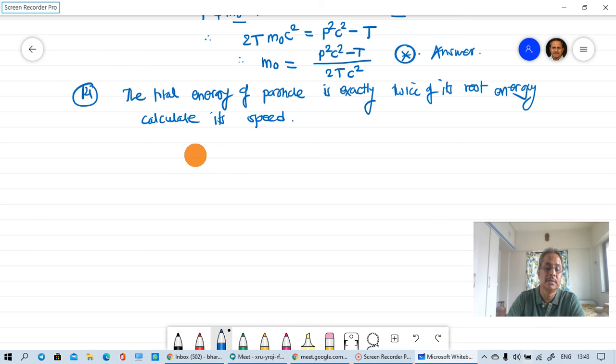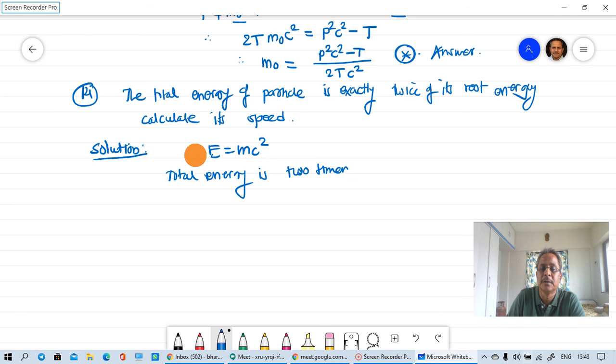Now remember, solution. Total energy is given by E is equal to mc square. We have been given this total energy is 2 times the rest mass energy, that is m0 c square.